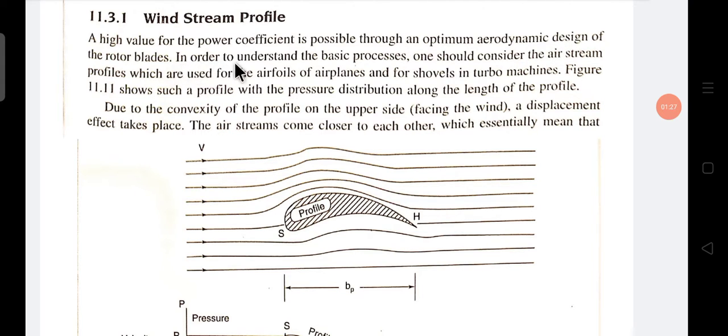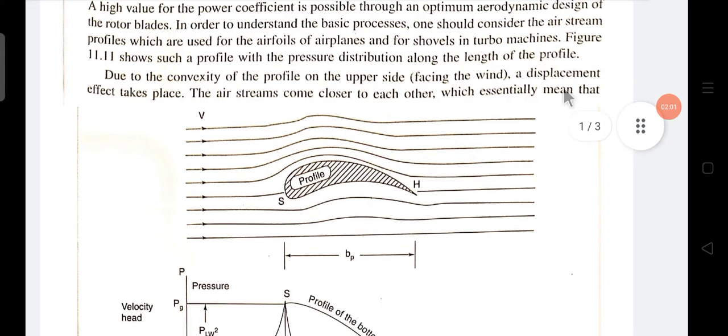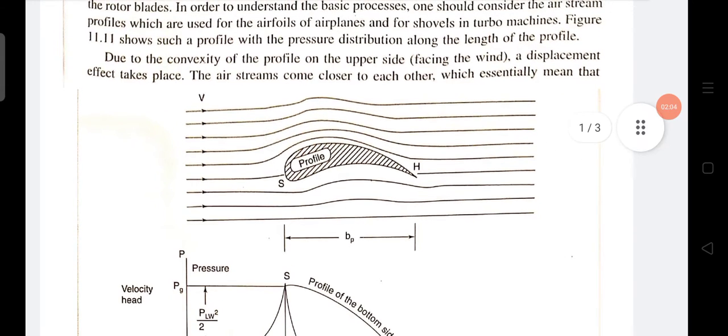In order to understand the basic process, one should consider the airstream profile, which is used for the aerofoil of the aeroplane and for the blades in turbomachines. Figure 11.8 shows such a profile with the pressure distribution along the length of the profile. This figure shows the wind profile.